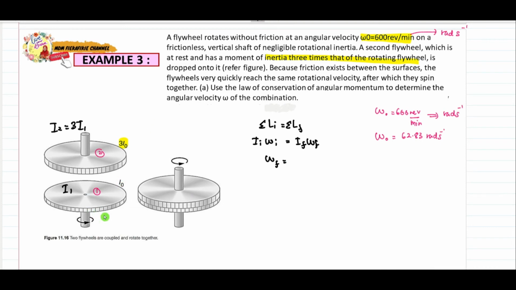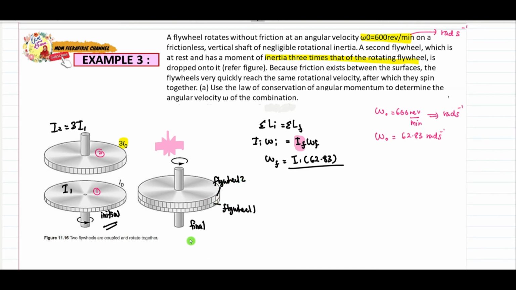Initially, before this, only one flywheel was rotating, so we only have I1, the first flywheel. I initial times omega initial, which we calculated earlier as 62.83, over I final. Now I final refers to this final state, where we have flywheel 1 and flywheel 2.